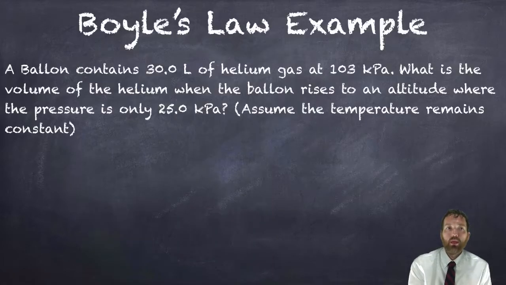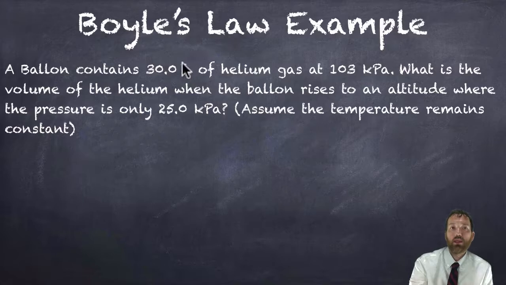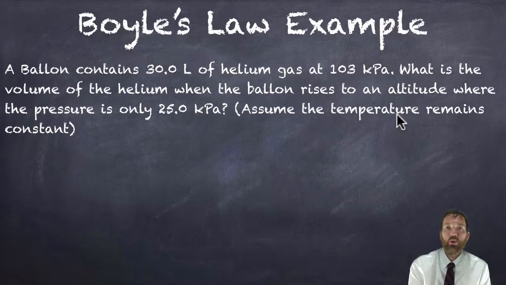This is what Boyle's law would look like graphically, but we're going to solve an example problem here. A balloon contains 30.0 liters of helium gas at 103 kilopascals. What is the volume of helium when the balloon rises to an altitude where the pressure is only 25 kilopascals? Assume the temperature remains constant. So we know it's a Boyle's law problem because I've written that on top. But if you see units like liters and pressure, and we're changing to a new pressure, asking for the new volume, and they are not talking about temperature at all, temperature is remaining constant, that should be ringing bells that this is a Boyle's law example.